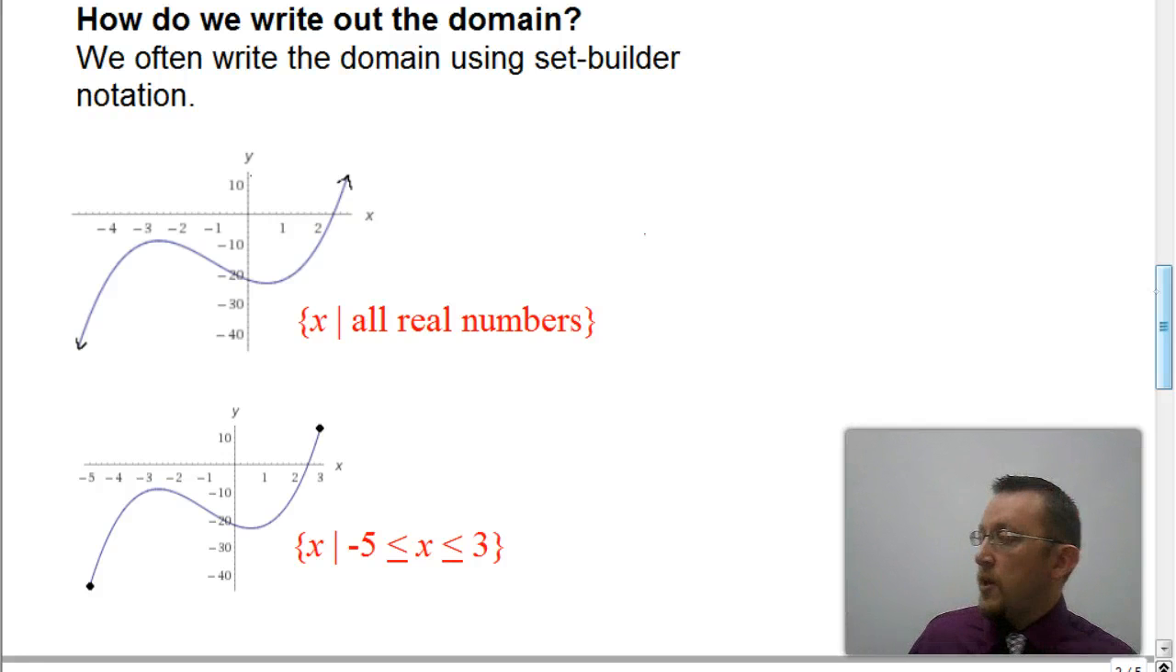So if you write that using set builder notation, we would say that x goes from -5 to 3, or the way that we'd write that is -5 is less than or equal to x, which is less than or equal to 3. And it's less than or equal to because the points -5 and 3 are included on the graph. So let's look at some other ones.